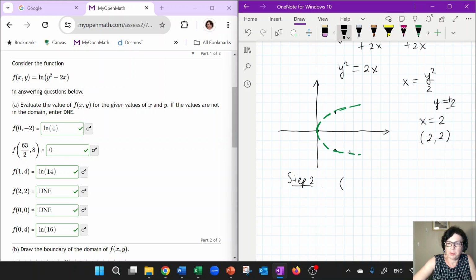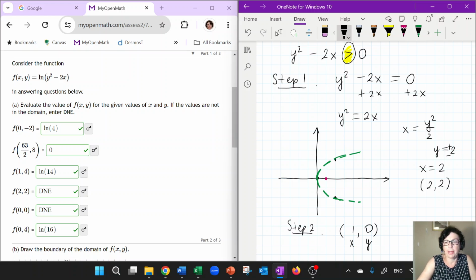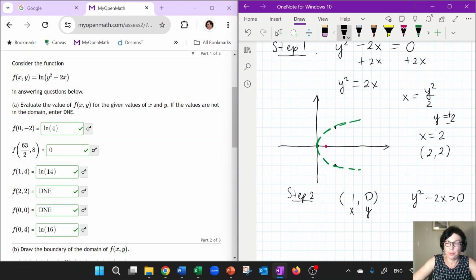So I will just pick 1, 0. How about that? So x is 1, y is 0. That definitely is not on the parabola. This point is actually right over here. Then I have to plug that back into my inequality, because remember I started with the inequality: y squared minus 2x greater than 0. So let's substitute. Again, be careful what you're substituting for. So this is going to be 0 squared minus 2 times 1. And is that greater than 0?